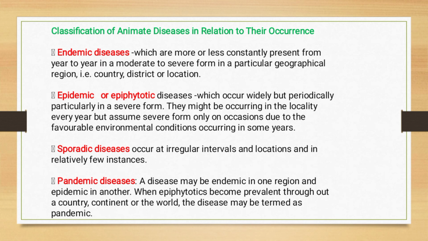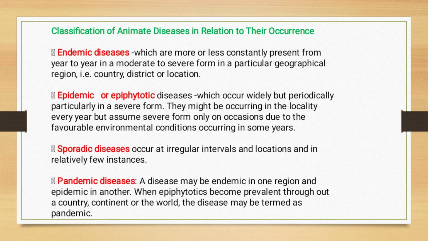Classification of animate diseases in relation to their occurrence. First, endemic diseases, which are more or less constantly present from year to year in a moderate to severe form in a particular geographical region, that is a country, district, or location. Second one, epidemic or epiphytotic diseases, which occur widely but periodically, particularly in a severe form. They might be occurring in the locality every year but assume severe form only on occasions due to favorable environmental conditions occurring in some year.